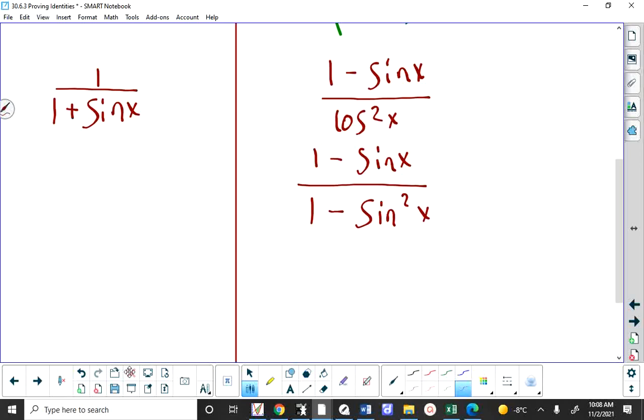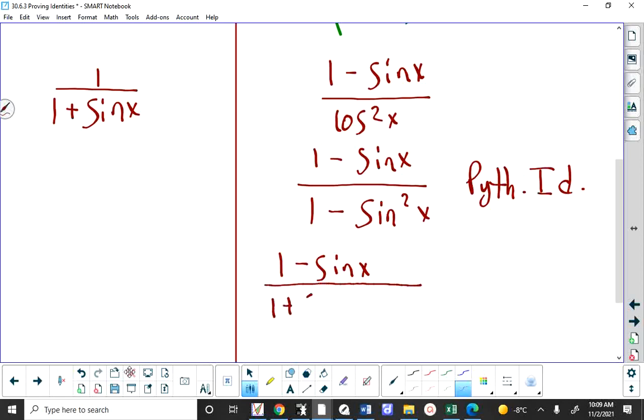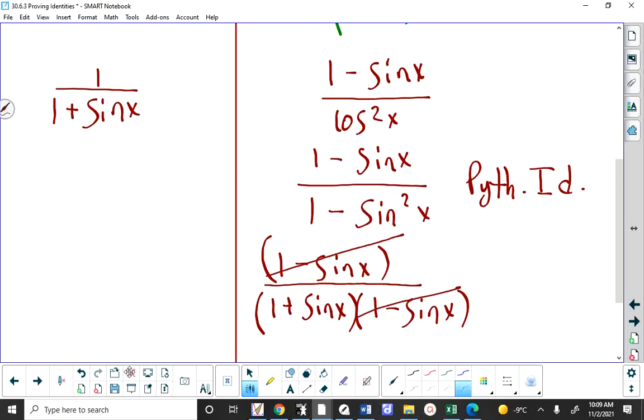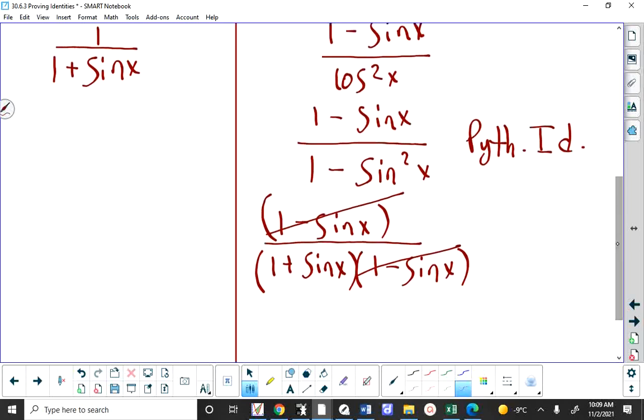It can be factored. So we end up with 1 minus sine x on the top. I guess we should put Pythagorean identity here. And on the bottom, 1 plus sine x, 1 minus sine x. That's a thing of beauty because the 1 minus sine x as a factor on the top and the bottom takes us to what we want to get, which is 1 on the top and 1 plus sine x on the bottom. By the way, if you had written this, they're the same. I don't think you need to rewrite this as 1 plus sine on the bottom.